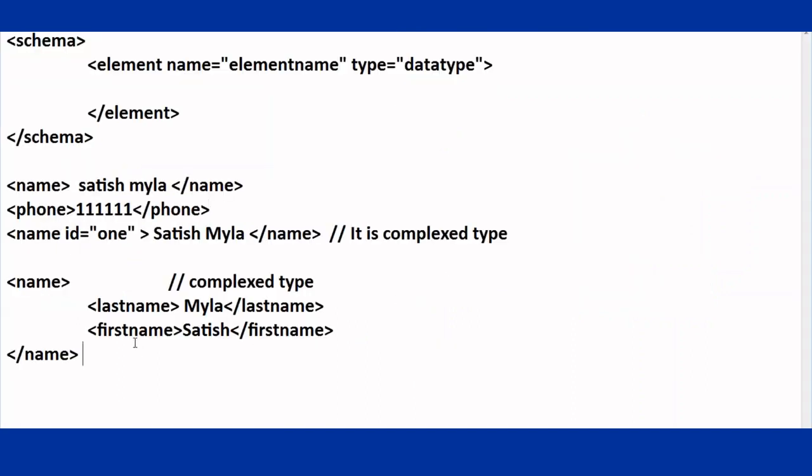In the schema, the target namespace should always start with the protocol. Target namespace should always start with the protocol. So, namespace.